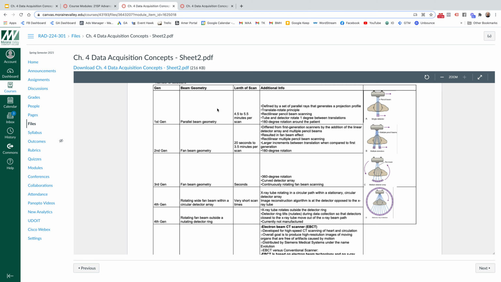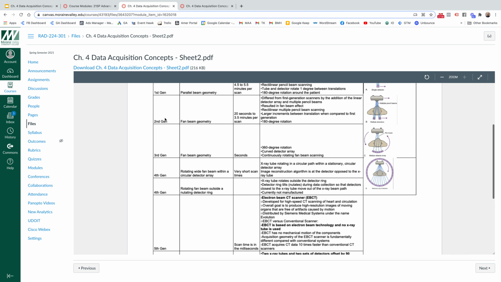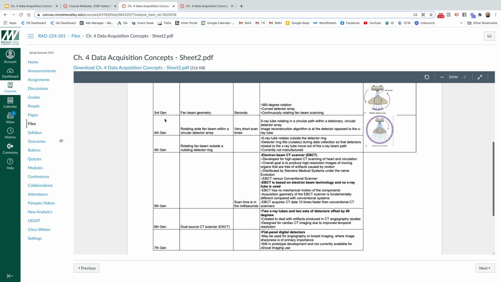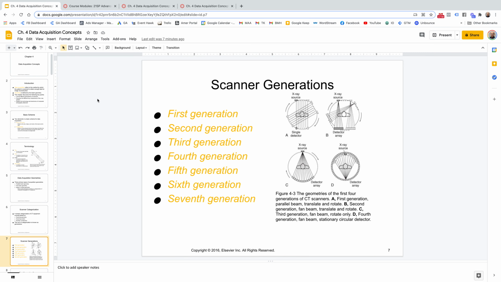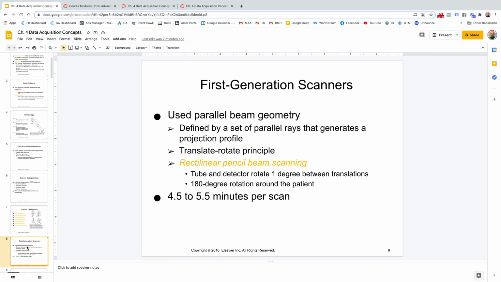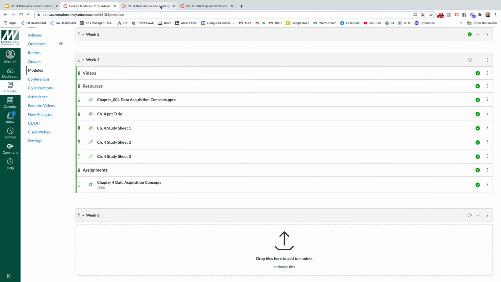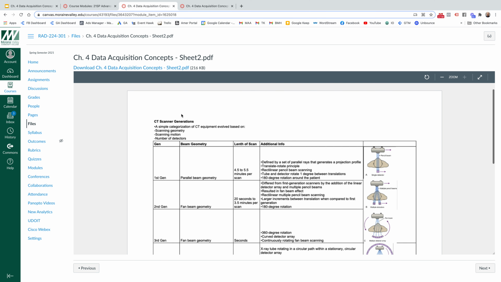It was just too much. This kind of breaks down the key things about each one. Okay, so are we going through them now? Yep, we're going through them now. So you grab this sheet here.